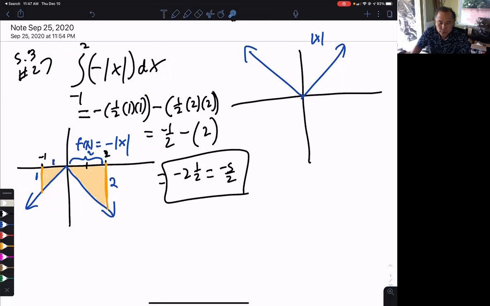That is number 27. Let me see if they ask more questions on that. Use geometry. That's what we did. Sketch the graph and show the region and interpret your results. So we've done all that. We did it.